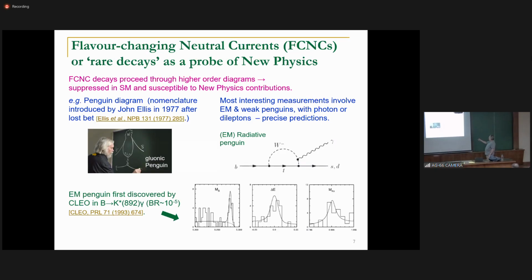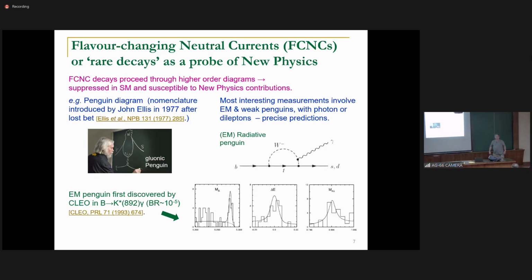So a famous example, the canonical example, is the penguin diagram. Here you have a B changing to an S, or much less likely a D, through this loop, where the dominant virtual particle is the top quark, and you radiate a photon. This is a radiative penguin. You can also have a gluonic penguin. Here's one being drawn by John Ellis, and he indeed is responsible for the name, allegedly because he lost a bet playing darts that he would introduce the word penguin into his next paper. Indeed, you have to do some gymnastics to make these diagrams look like a penguin, but John has managed it here.